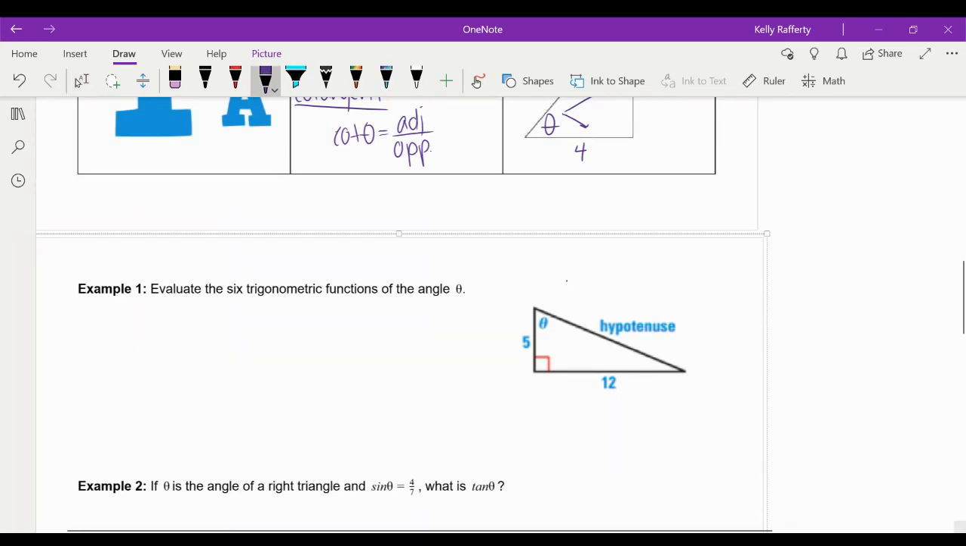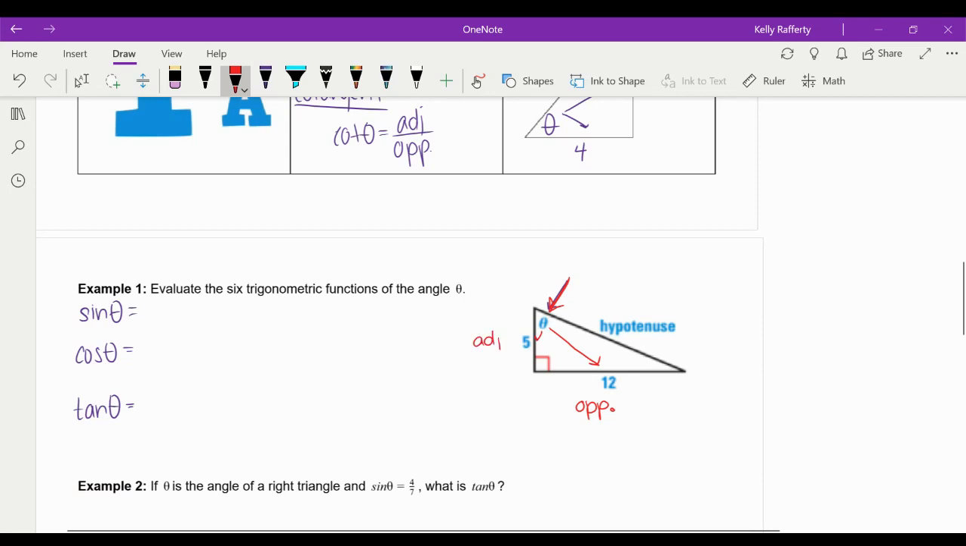And they gave us an angle theta over here in this picture. So we want to find sine theta, cosine, tangent, and the reciprocals. Right, so if this is theta in our picture, I'm going to label, then this side all the way across is going to be our opposite side. And the side closest is going to be our adjacent side.